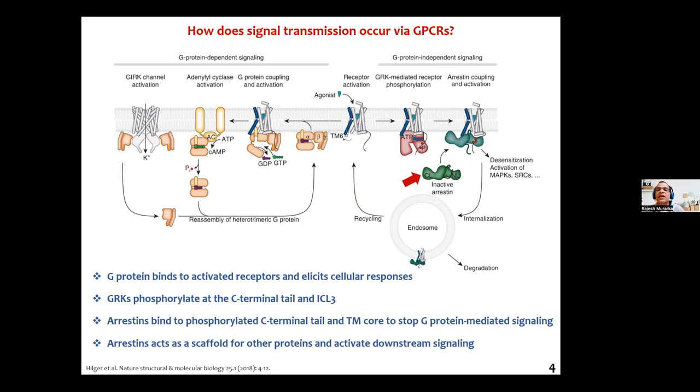That means it binds to the receptor and desensitizes it by blocking G protein signaling. Initially people thought that the role of this multifunctional protein, beta arrestin, is just to block the G protein signaling.